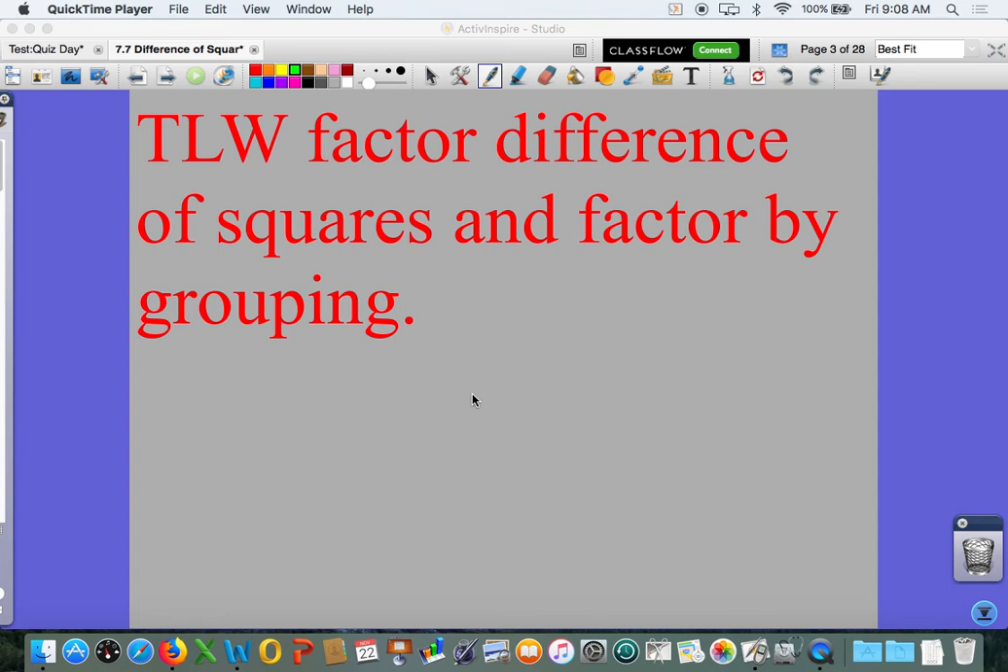All right, everybody. Today we're going to be doing lesson 7.7, both sides of our worksheet. We're going to do both factoring polynomials by difference of squares and factoring polynomials by grouping. So let's go ahead and get started.